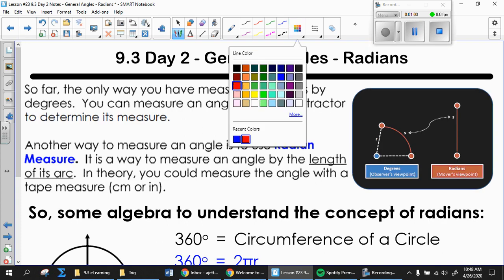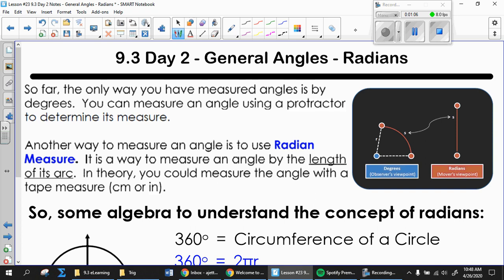So what is a radian? We've talked about how your calculator should always be in degree mode. This is the reason. There's two different ways to measure angles, actually three. For us, we're just talking about two of them, degrees and radians. Up until this point, we've always looked at an angle like this in degrees. If you have somebody standing at the vertex here and looking out at the angle, what does it look like? That's what a degree is. A degree can be measured with a protractor, so how open the angle is.